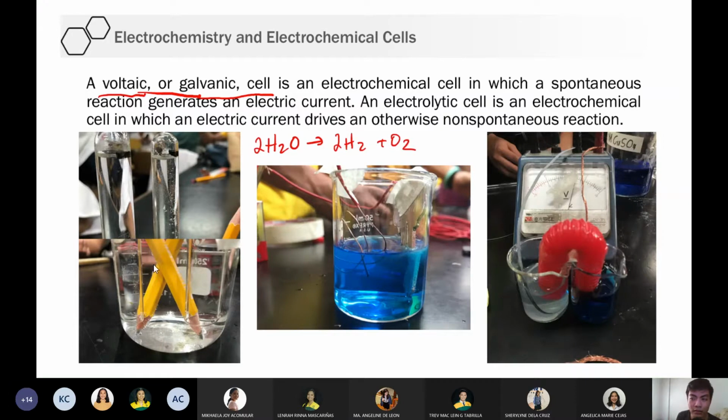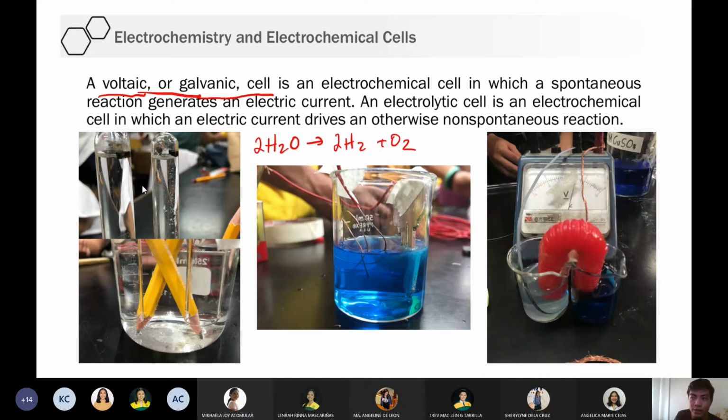Our water just evaporates into gas. But if you want it to split into two molecules, hydrogen gas and oxygen gas, then you have to provide electricity. You electrify the water. Literal electricity. So that's what we did. We connected the pencil to the battery and dipped it in the solution. The purpose of the test tube is to collect the gases. On one test tube, hydrogen gas was collected. On the other, oxygen gas.